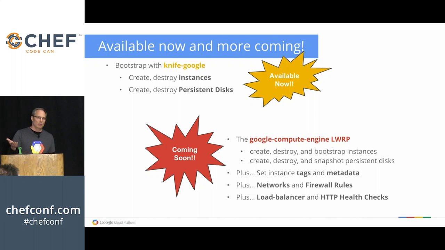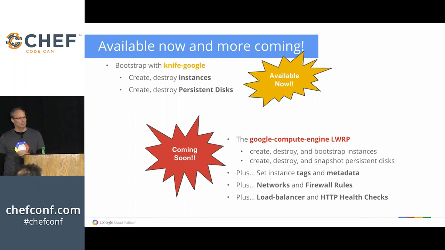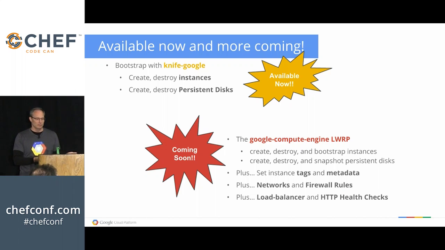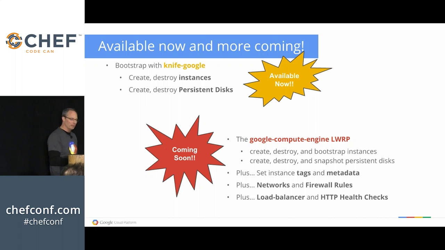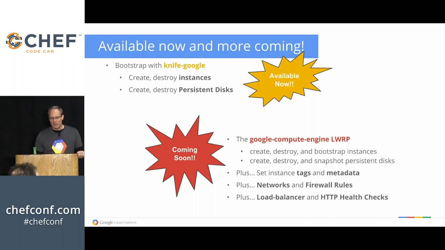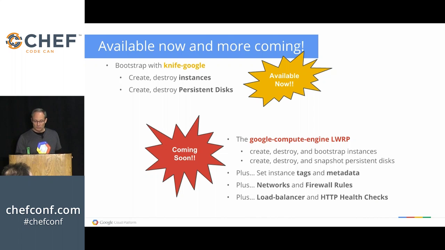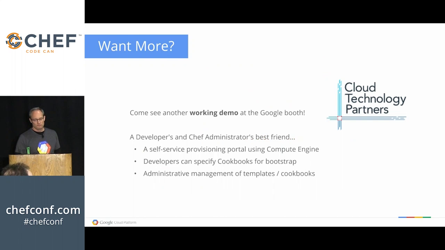Adam set up a GitHub repository for us, and I'm going to hopefully populate that this evening with our first pass at this. I would love it if you guys kick the tires on this thing. I handed out cards where you get 500 bucks, right? So maybe go kick the tires with this and tell me what I'm doing wrong, and we'll make it better. You can create and destroy instances, obviously bootstrap as I showed you. Snapshot disks, you can set instance tags and metadata. You can manage networks and firewall rules and the load balancer and health checks, all that with recipes.